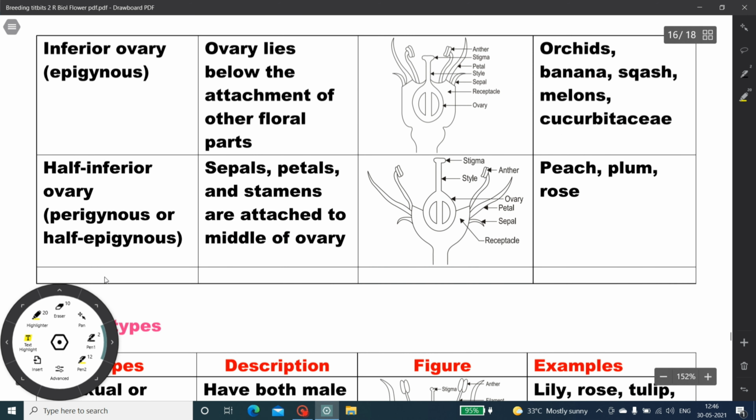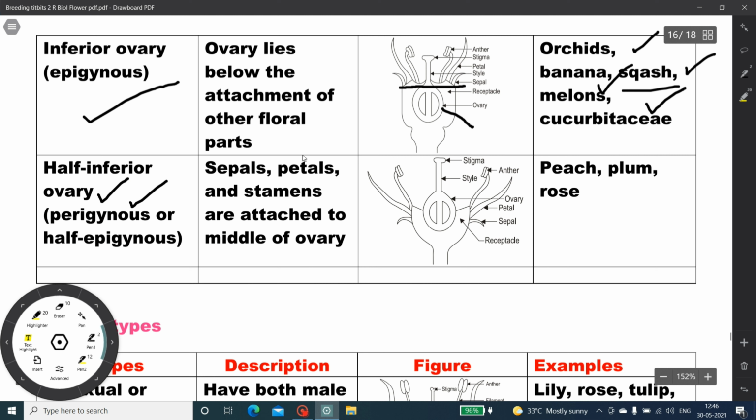The next type of ovary is the inferior ovary, also called epigynous. The ovary lies below the attachment of other floral parts like sepals, petals and stamens. The ovary is located below all these structures. The examples are orchids, banana, squash, melons and cucurbitaceae.